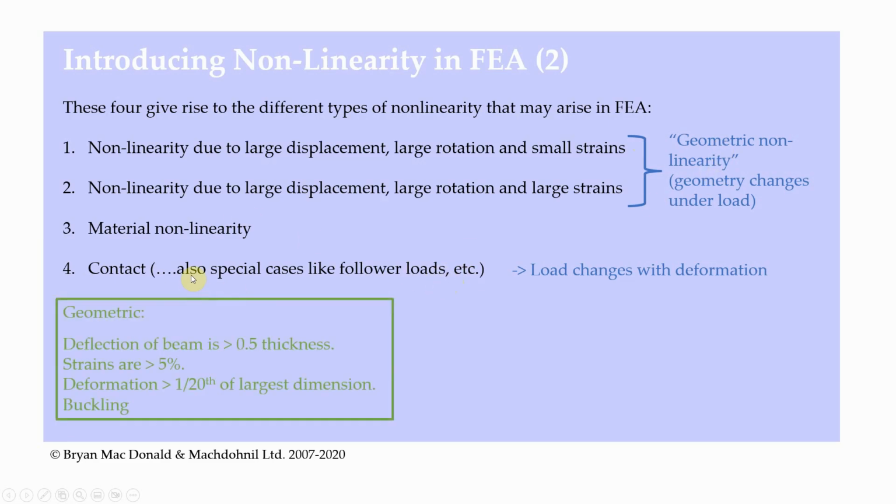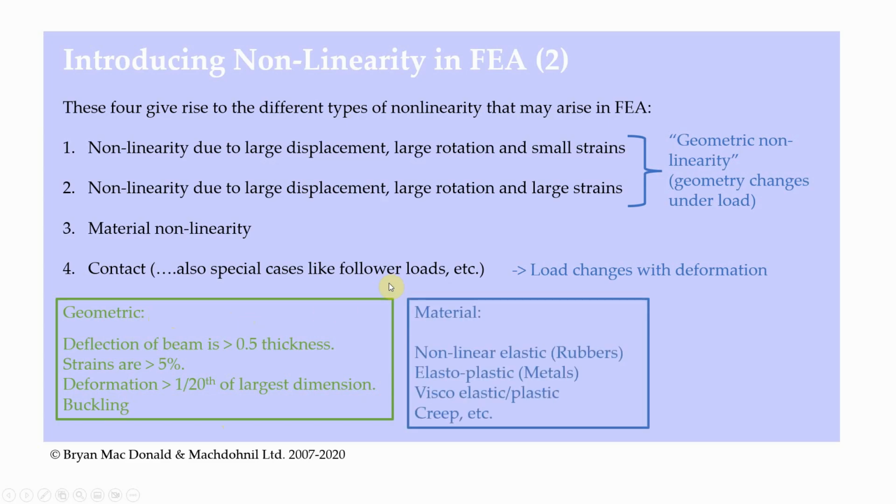So geometric, when this becomes important, is when we have things like deflection of a beam that is greater than half the thickness of the beam. Anytime we have strains that are greater than 5%, or if we have deformation of a geometry that's bigger than 1/20th of the largest dimension of the geometry. So these are kind of guidelines as to when a geometric nonlinear analysis is required. Also things like buckling are a really good example of a geometric nonlinearity. And we're going to be talking about these in detail as we move further on in this course and we talk about modeling different problems.